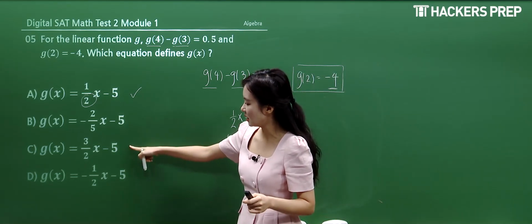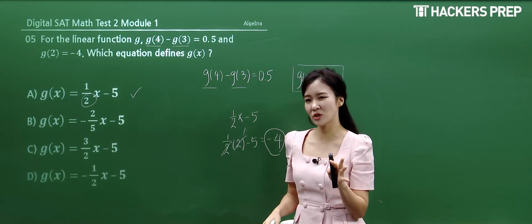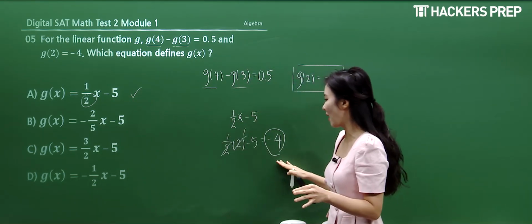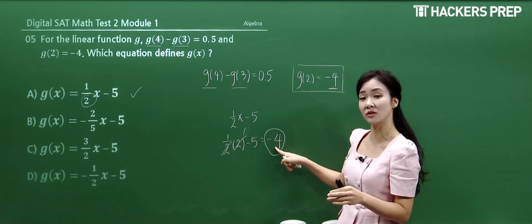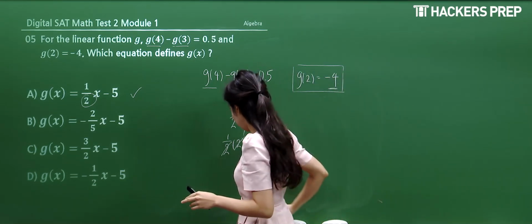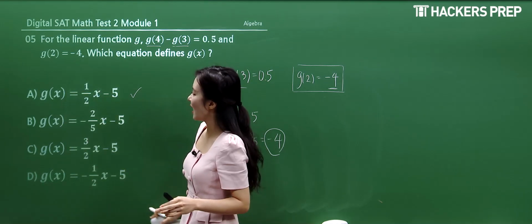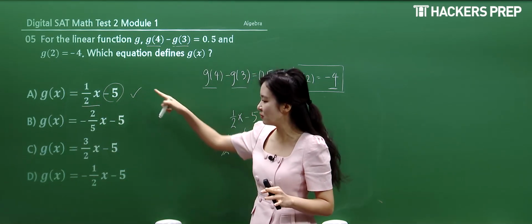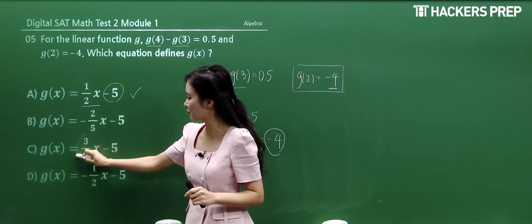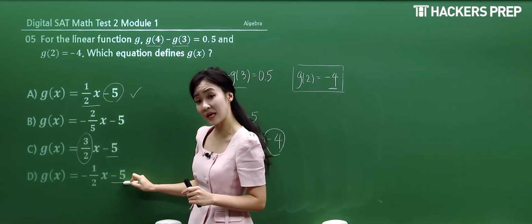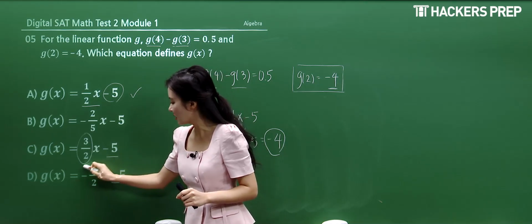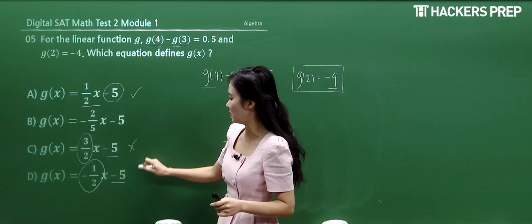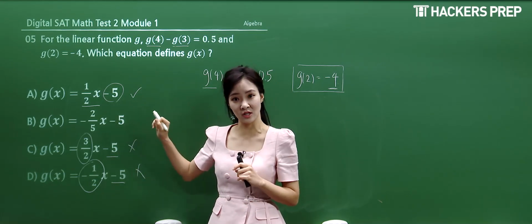So C and D seem to work, right? But again, what's really interesting is that we already confirmed that A works, right? Through this math of solving for g of 2, which is equal to negative 4. Now, that means our A, which has 1/2 x minus 5, is definitely a possible answer. But if you look at C and D, these have different fractions. While the negative 5 remains the same, this one has 3/2, this one has negative 1/2. So already from that, we know that C and D are not going to be the answer because we already confirmed that A is our answer.